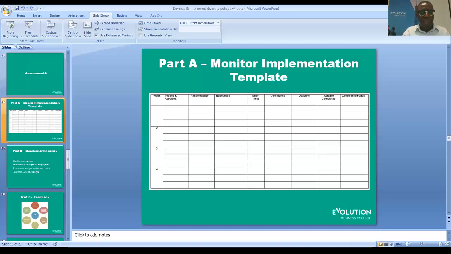And so part B, the board and CEO are interested in knowing how you're going to measure the impact of the policy once it's implemented. You're also going to create a 2 to 3 page report for the board and CEO outlining how you're going to measure the work changes. So how you measure the work changes is simply through your recruitment procedure, through your recruitment policies.